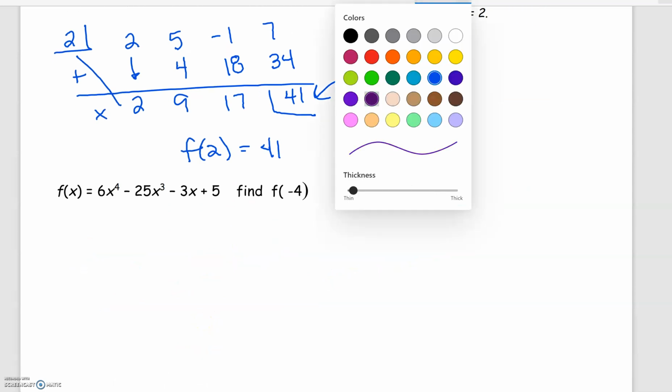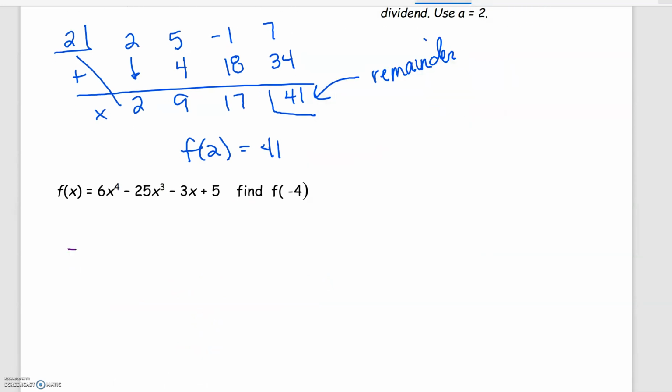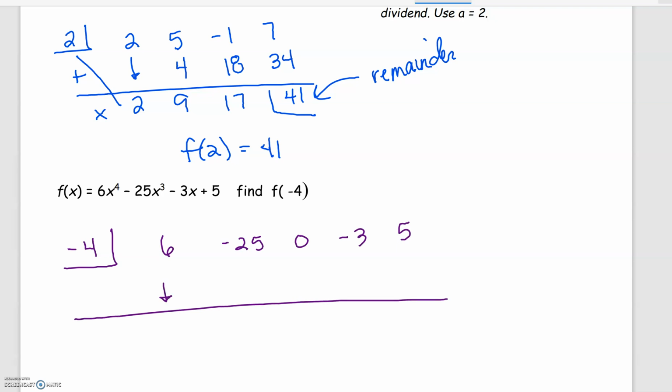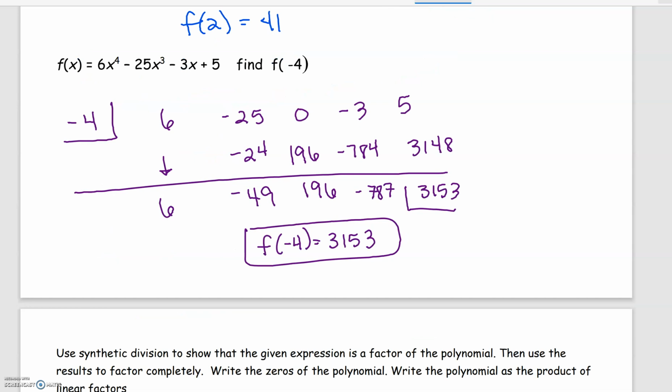Go ahead and try this one with -4. Pause, and then check when you're ready. Don't forget to put a 0 in for your x squared spot, your coefficient there. So try it, and then find your remainder, which will be your answer. Check your answer. Did you get 3,153? If not, look to see where you made your mistake.